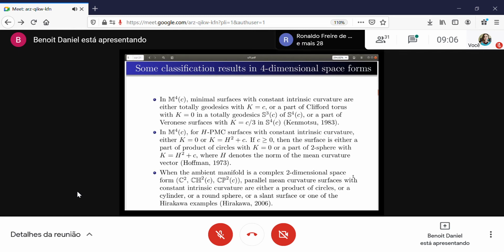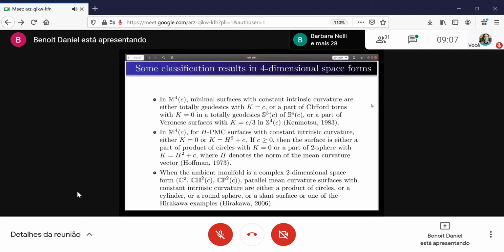And also, we have a classification due to Hirakawa in complex space forms. So complex space forms are, in dimension 4, C2, which is just R4, H2 of it, which is the hyperbolic complex plane, and we have CP2, which is the complex projective plane with holomorphic curvature C here. Also C2, C negative for CH2.